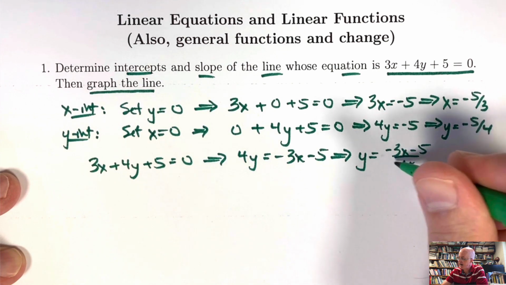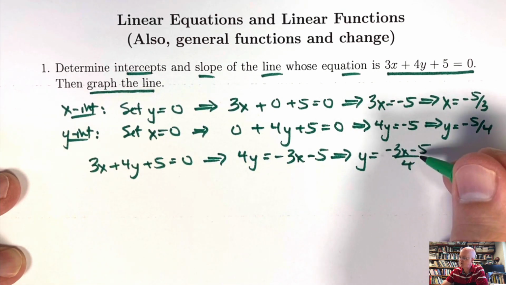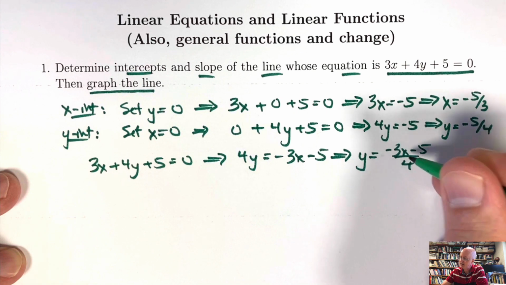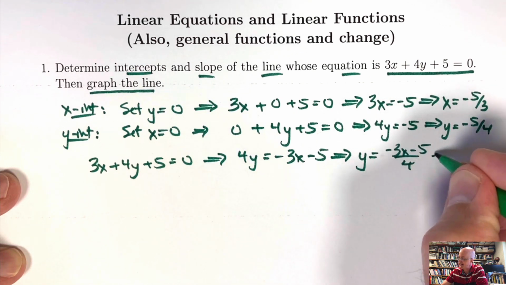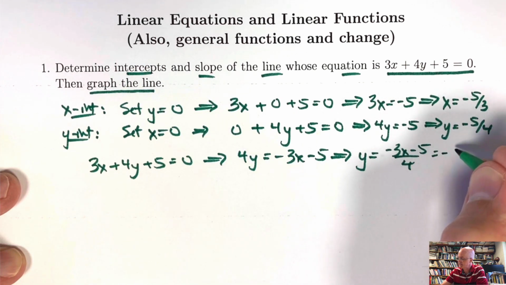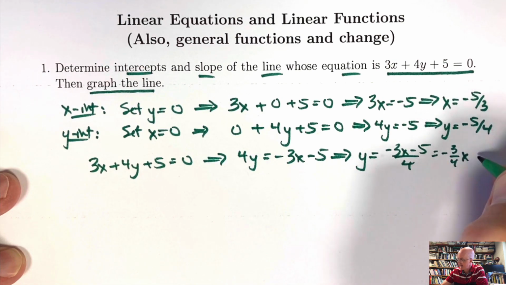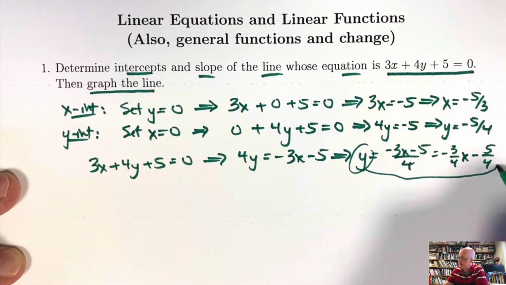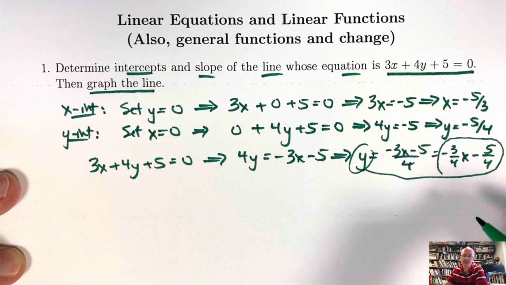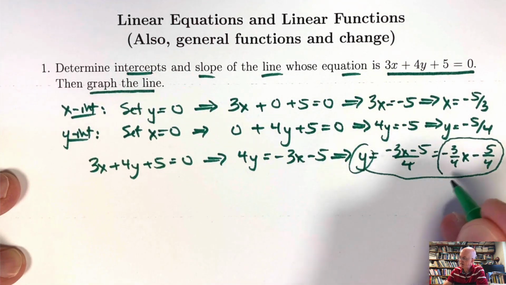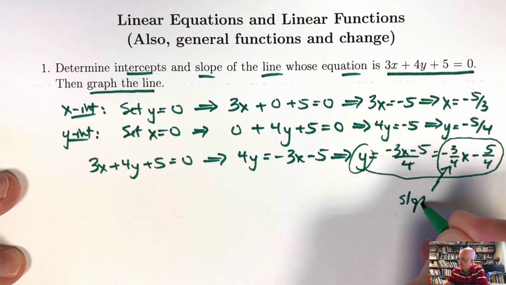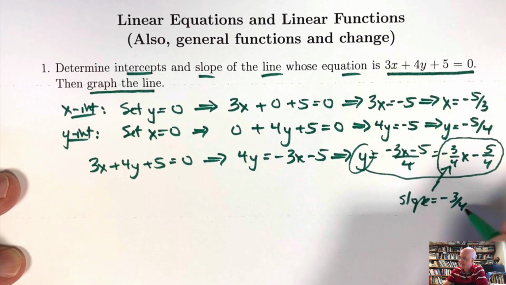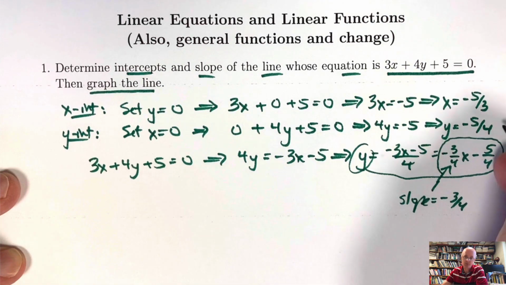When you divide the combination of two expressions like this by a single quantity, you can divide each of them by that quantity. So I get negative 3x over 4, which is the same as negative 3/4 x, and then a minus 5/4. Okay, so there is the equation of the line, y equals negative 3/4 x minus 5/4 in slope-intercept form. That quantity right there, that is the slope, negative 3/4. And this quantity, negative 5/4, is the y-intercept, which we've already found.